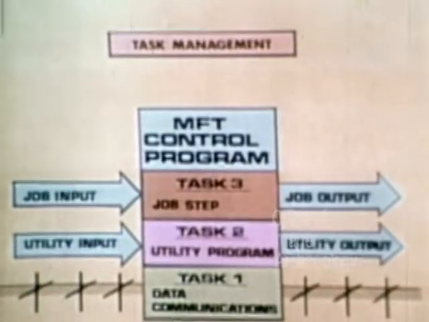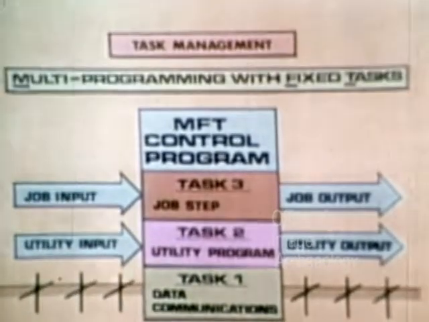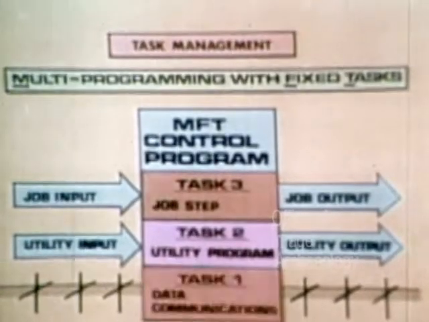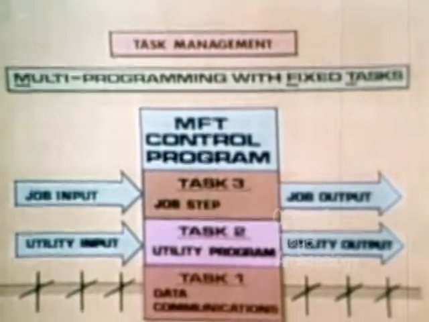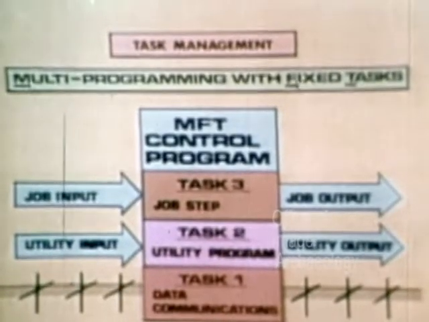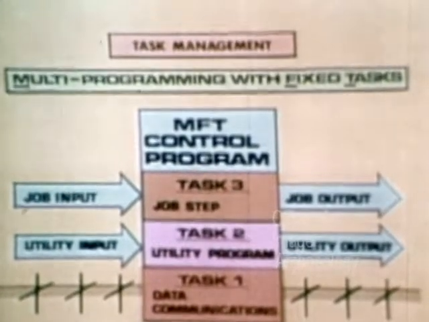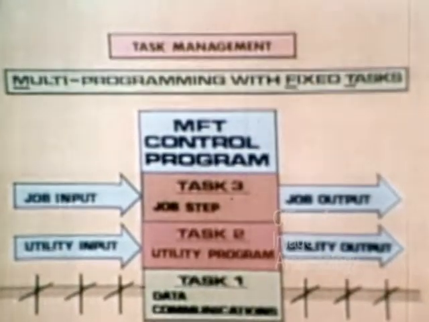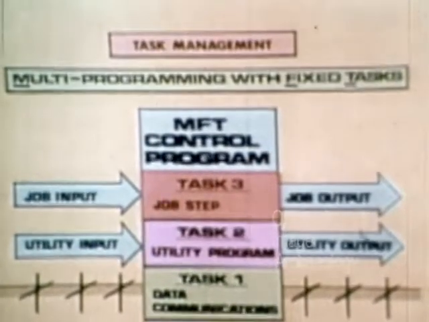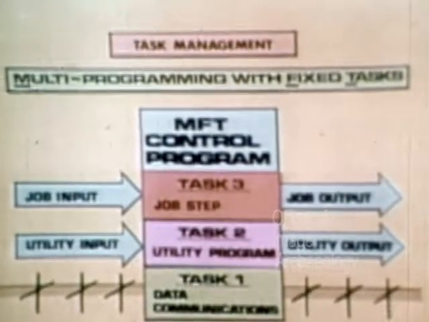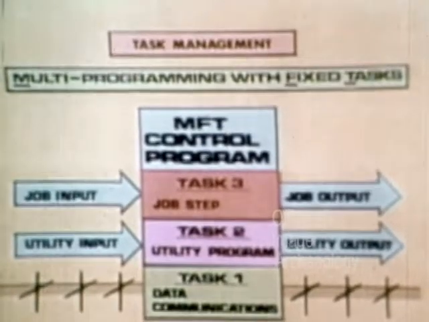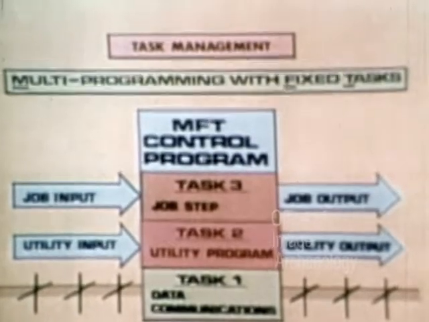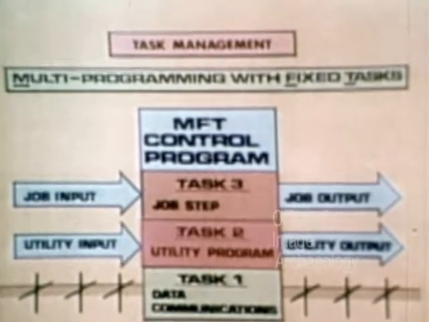Multitask management can be accomplished by a system which allows multi-programming with a fixed number of tasks. Each task is assigned a fixed partition in storage. In this example, we have a data communications task which receives control if it's needed. If not, task 2 receives control if it can proceed. Otherwise, control passes to task 3, shown here as a job step in a sequential scheduling system which is processing a job stream. Task 2 might be a utility program that prints output data and transcribes input data for later processing by task 3.